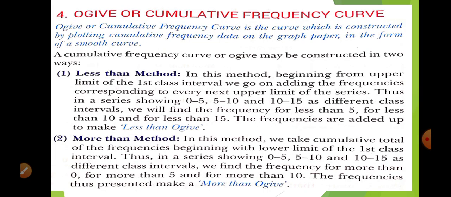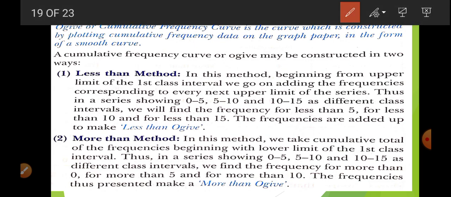Now next and last topic is ogive, or cumulative frequency curve. Already I had taught about all these series in your 4th chapter, organization of the data. So ogive, or cumulative frequency, is related to less than and more than series. Ogive, or cumulative frequency curve, is the curve which is constructed by plotting cumulative frequency data on the graph paper.